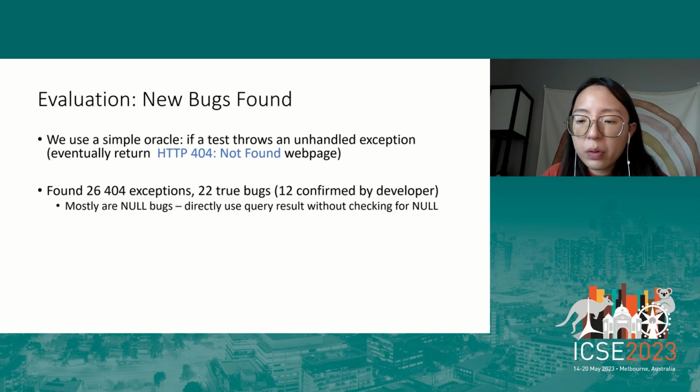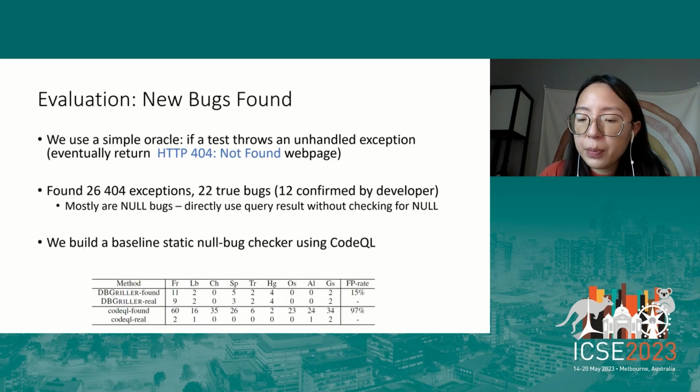Most of them are null bugs where the query result is directly used without checking whether the result is null or not. Based on this observation, we build a baseline to check the null bugs, where we use static analysis to find unchecked query results using CodeQL. Compared to DB-Gradler, this null bug checker has a much higher false positive rate, 97% as compared to 15% for DB-Gradler, mostly due to its limitation in type inference and the lack of constraint analysis.